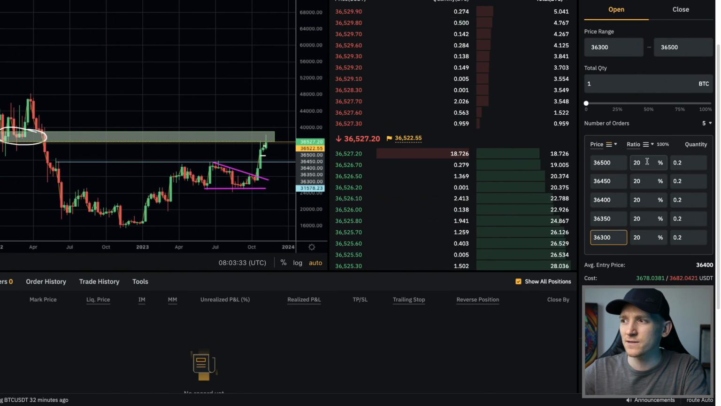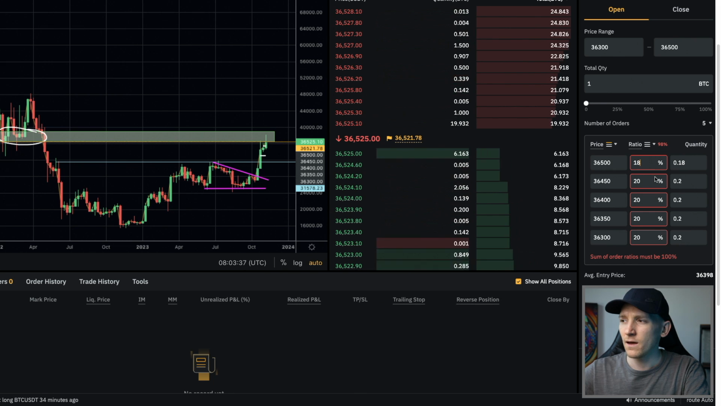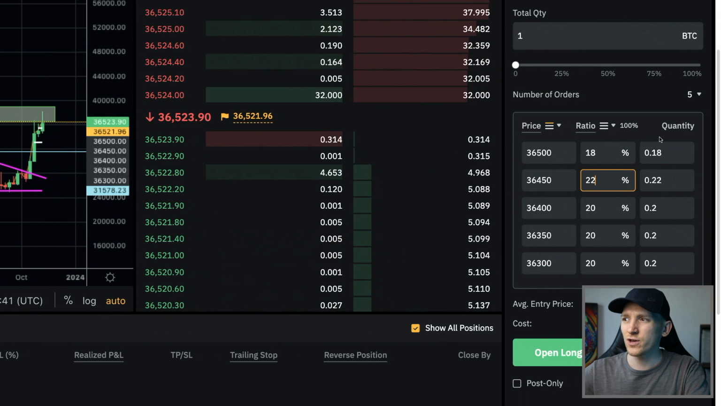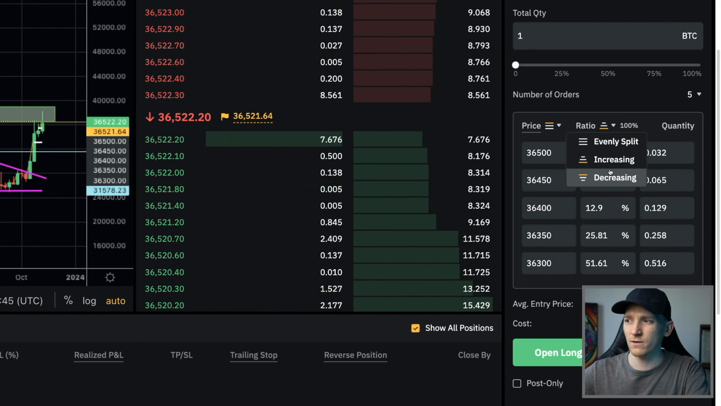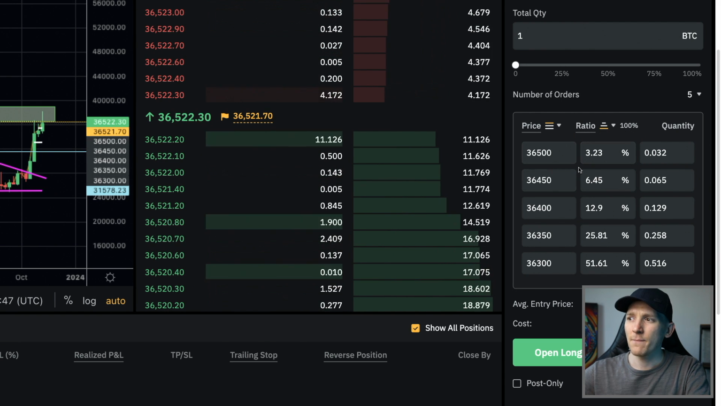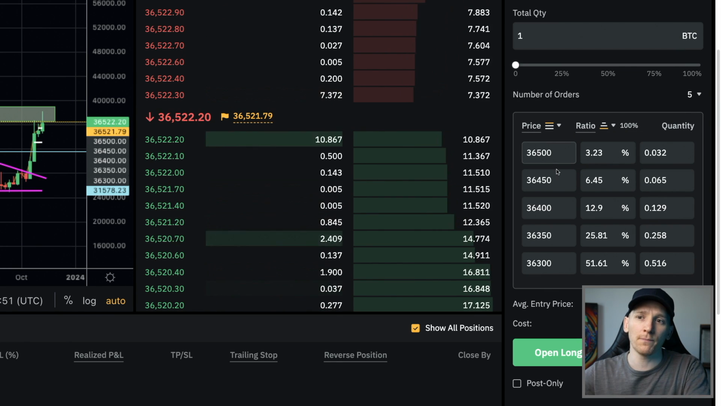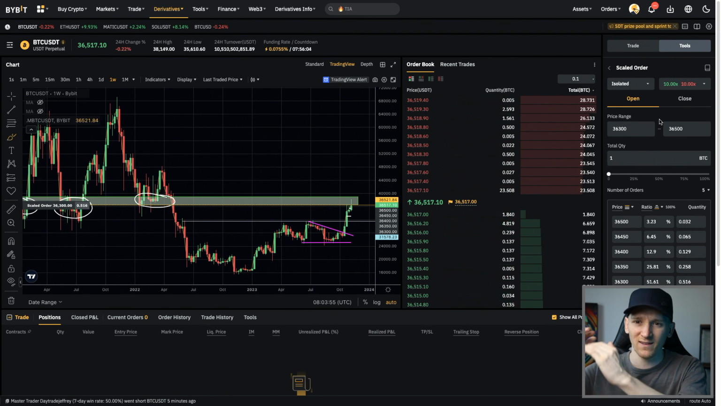Now you can change these as well. So let's say 18% here, I want to put 22% here, and that makes the 100%, right? You can change these all around. You can evenly split them, increase, decrease, right? You can see exactly, right? So again, maybe you want to start with a smaller amount, and then as the price moves down, you want to bid bigger amounts. Absolutely amazing for more professional trading, scaling your bids or your offers onto the order book.